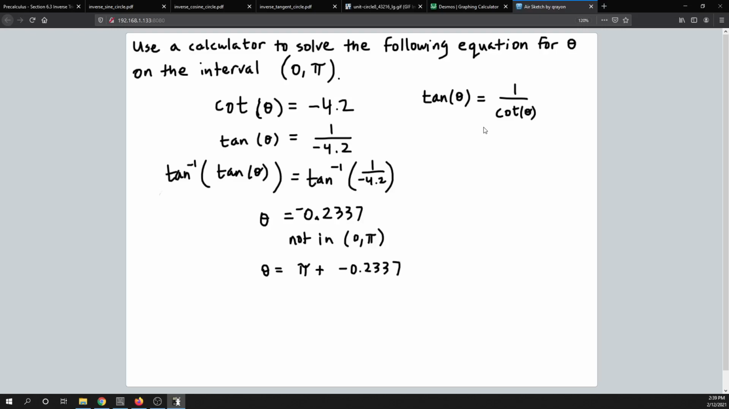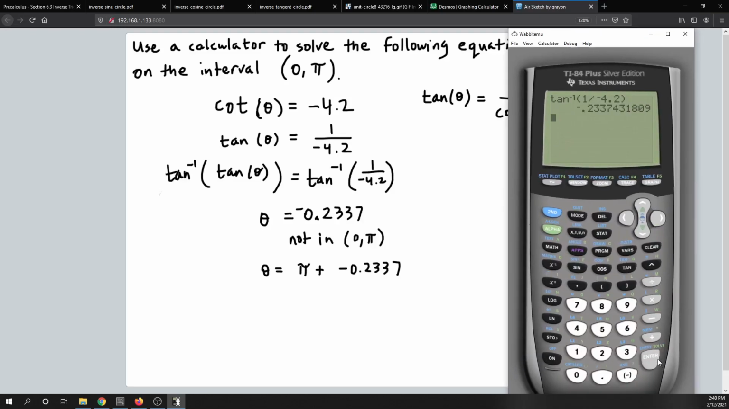Okay? And so if we did that on the calculator, we're going to get pi plus minus 0.2337. All right, and so we're going to get 2.9079 to 4 decimal places. Okay, so that's how you would fix this answer.